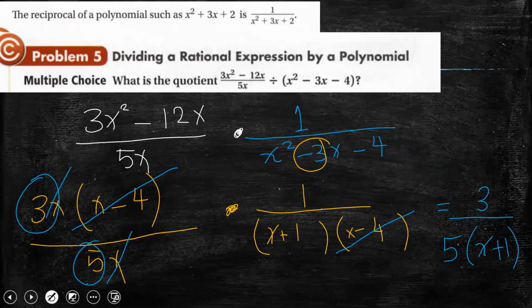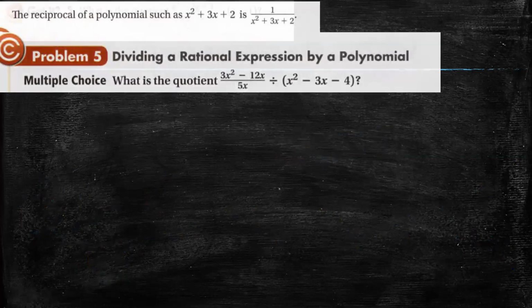Is it clear? Teacher, if I complete the last step, which is multiplying 5 with x plus 1, will it be wrong? No, it's correct. I just asked you about the simplified one. You can keep it like this or you can multiply, but in the book they keep it like this. Okay.